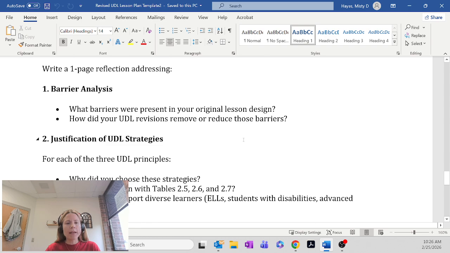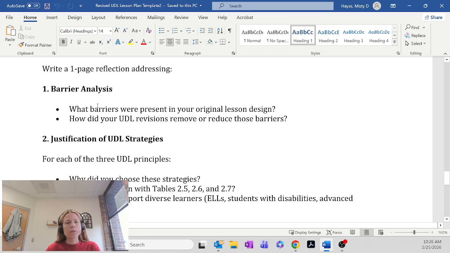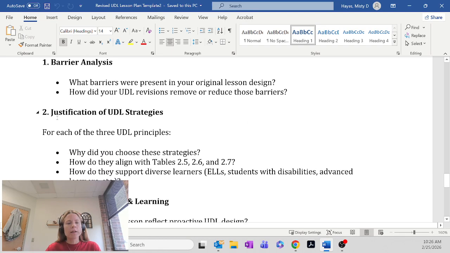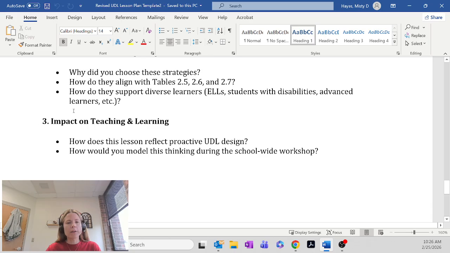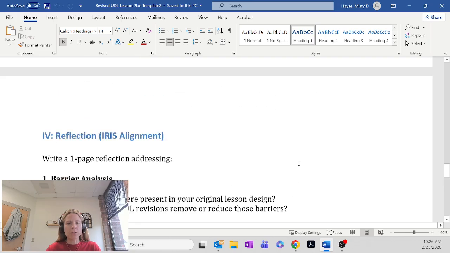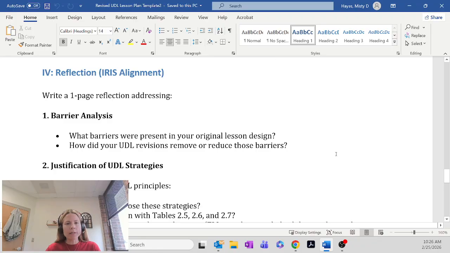Since it's a one page, I'm not wanting you to cite APA format, but I do want you to set them up in terms of paragraphs. So the first paragraph, you can answer barrier analysis, label it that, answer the two questions. The second paragraph, label it justification of UDL strategies. You would answer these questions. And then in the third paragraph, you would label impact on teaching and learning, and you will answer these two questions.